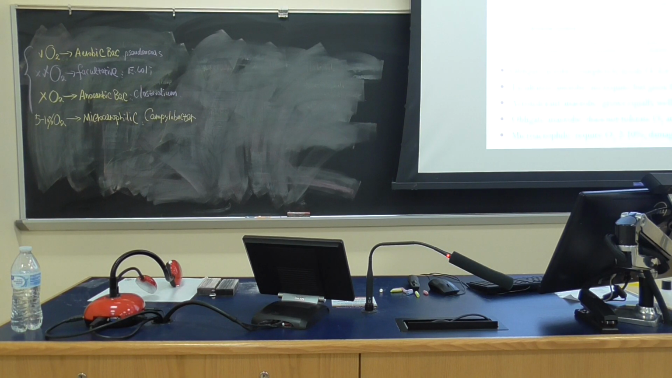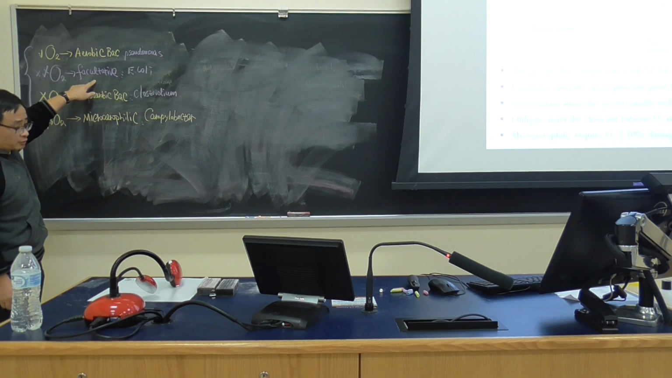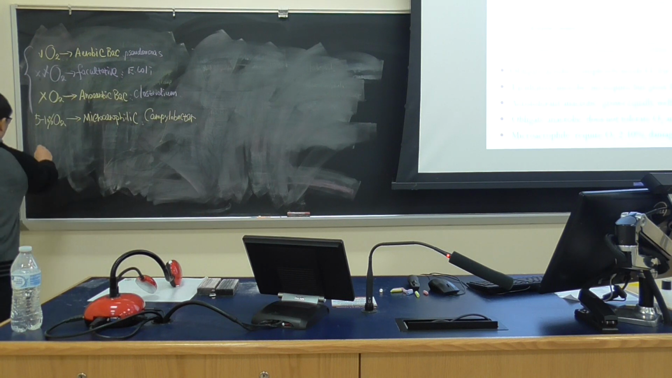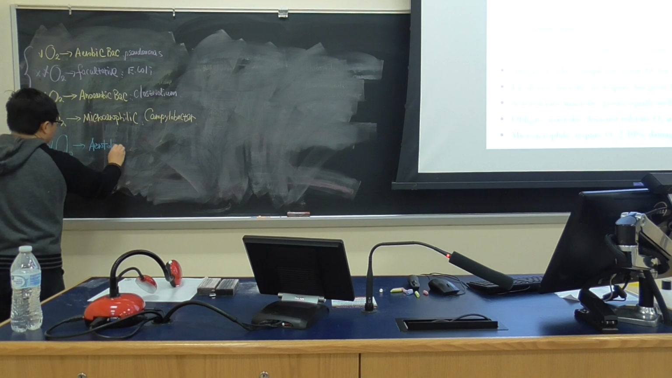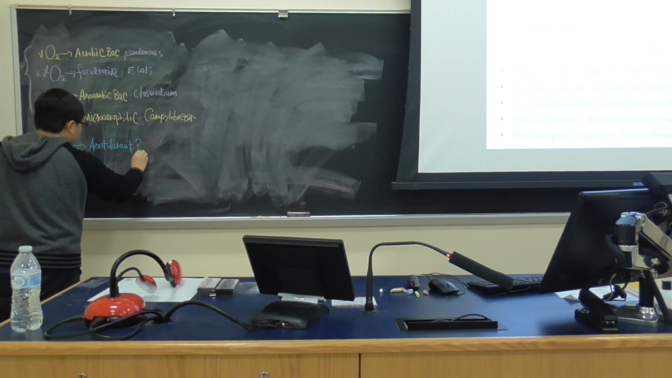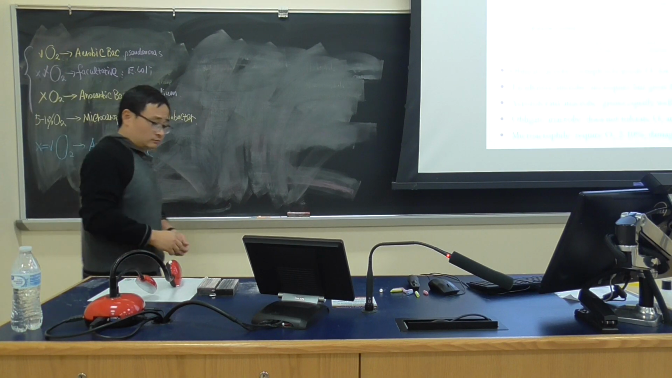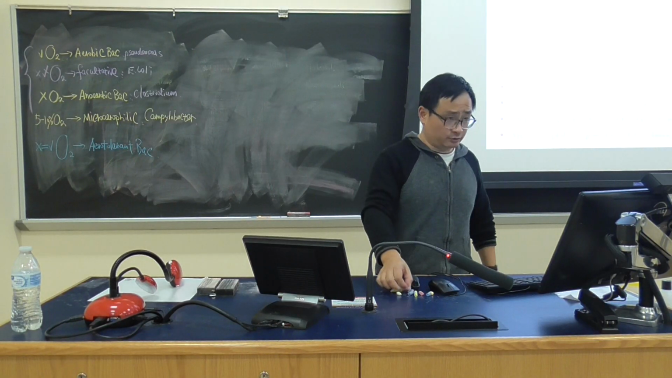Now what are we missing? Aerotolerant. We mentioned facultative bacteria can grow with or without oxygen, but grow better with oxygen. There is another category that grows equally well with or without oxygen. This is called aerotolerant bacteria. Okay, then we're going to go a little bit deeper. Why do some bacteria need oxygen? Why can some bacteria not use oxygen?